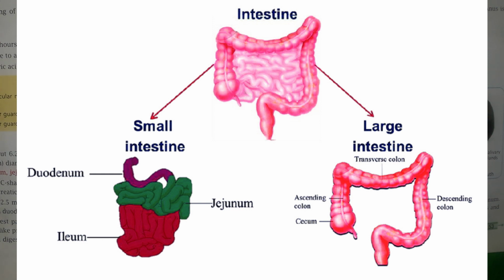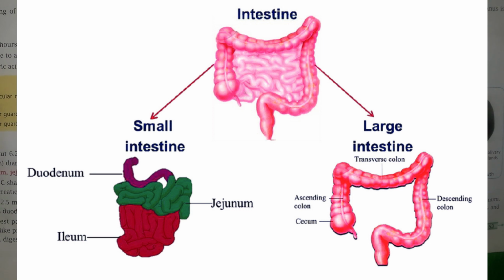Its wall has numerous finger-like projections. That means the inner side of the small intestine has numerous finger-like projections called villi. Singular is villus. What do these villi do? They absorb food digested in the intestine. These finger-like projections increase the surface area inside the intestine to absorb the nutrients.